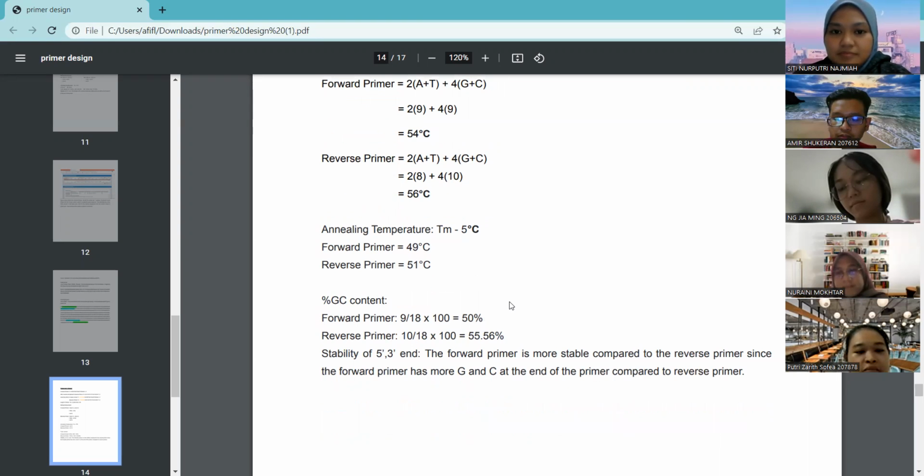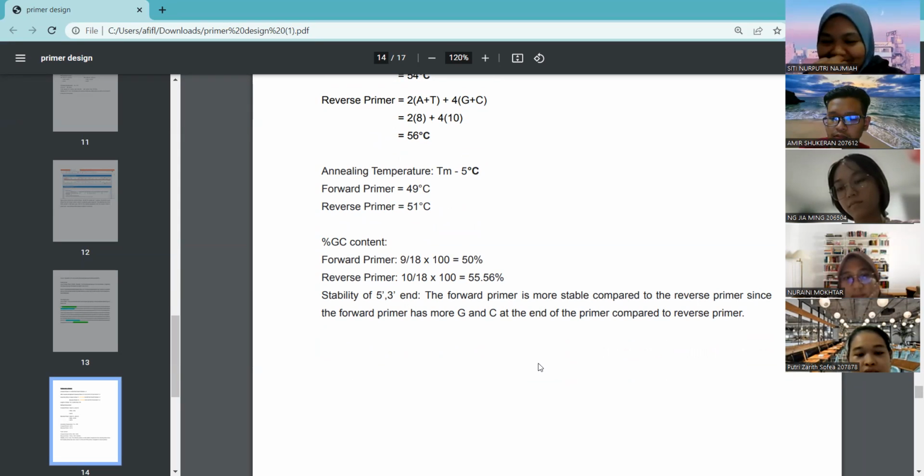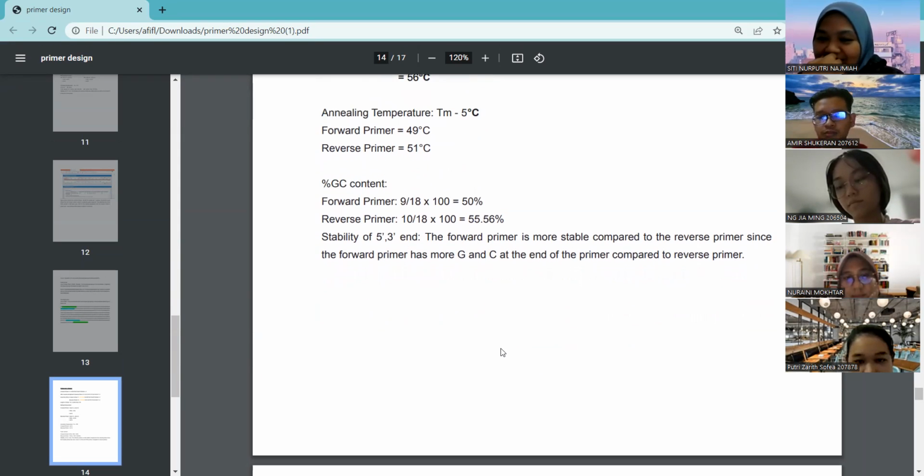So the annealing temperature for the forward primer is 49 degrees Celsius, and for the reverse primer is 51 degrees Celsius. And next, the GC content for the forward primer is 50%, and the reverse primer is 55.56%, which is also in the optimal range of primer GC content. And lastly, the stability of the 5' and 3' end, in which the forward primer is more stable compared to the reverse primer, since it has more GC content at the end of the primer. Can you scroll down?